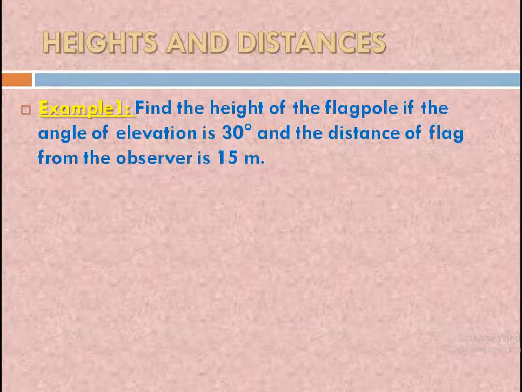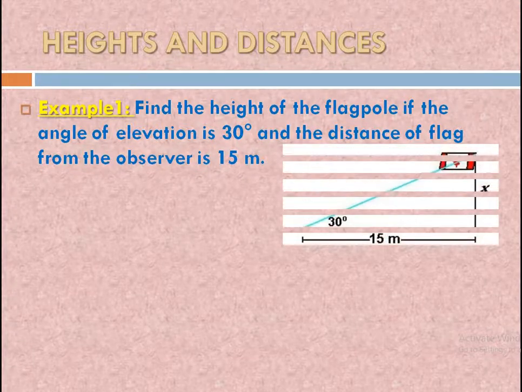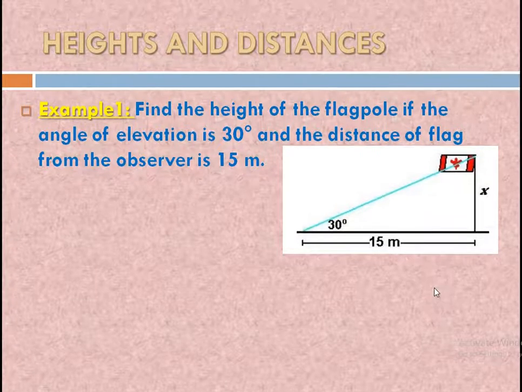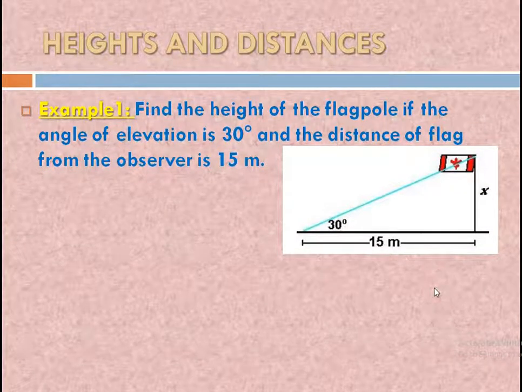So students, let's see one example. Example 1. Find the height of the flagpole if the angle of elevation is 30 degrees and the distance of the flag from the observer is 15 meters. Okay, so let's see the figure. Here it is. So students, let's see the solution.